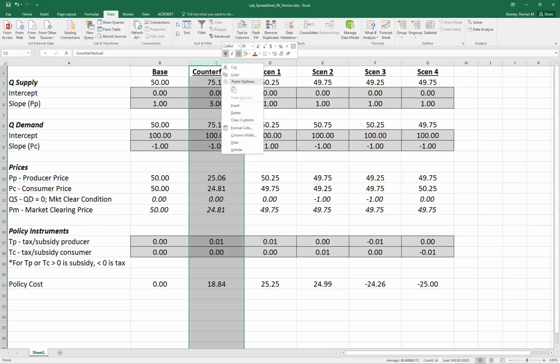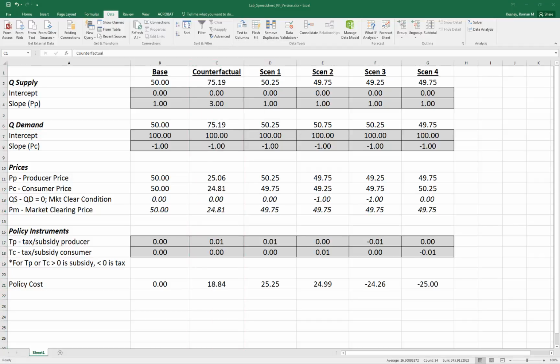Sorry, I'm going to pause here. Okay, yeah, I sort of misled you there. We can't compare the counterfactual to the base because the supply response is different in these, right? So it's a very different supply curve. What we actually want to do is, in the policy experiment, it's very different. But what we can do is compare it to scenario 1. Okay, so it's actually here, column C and column D.